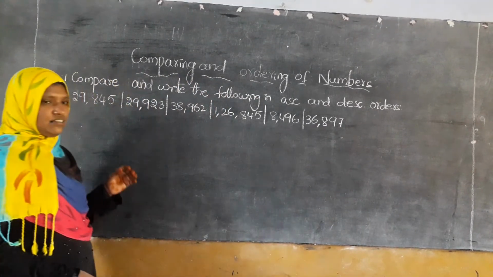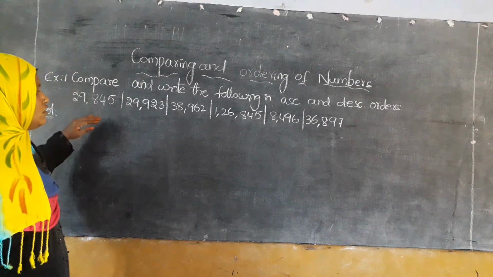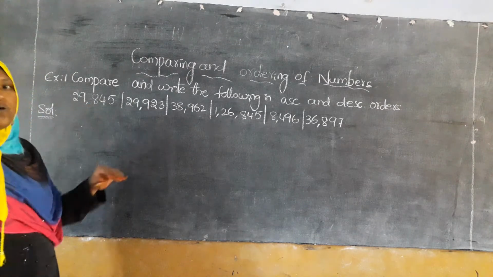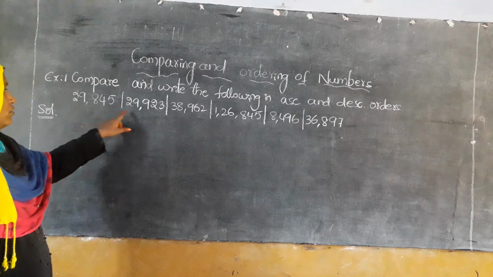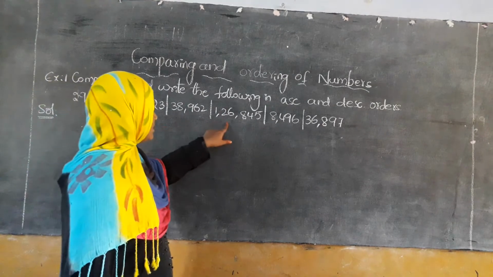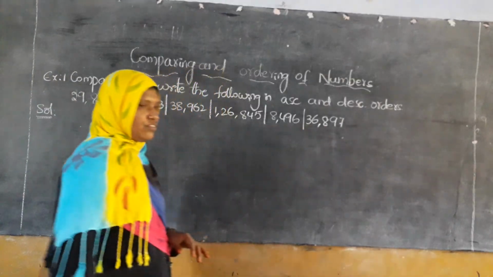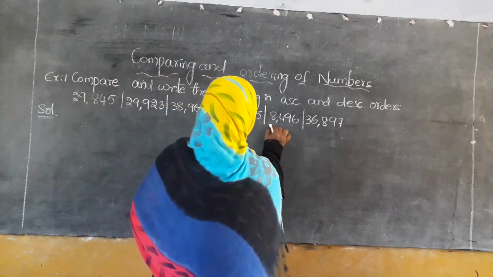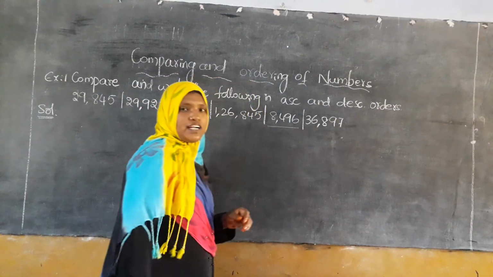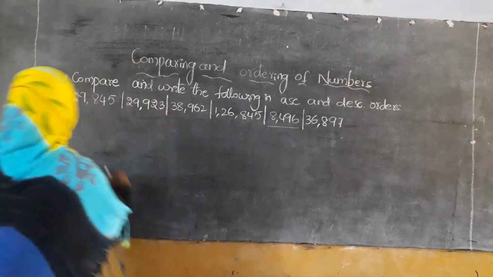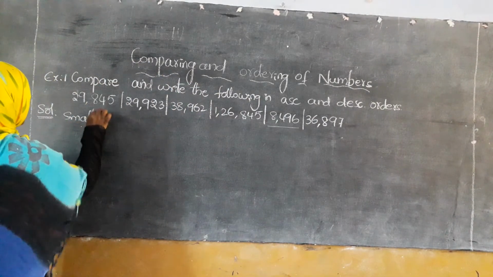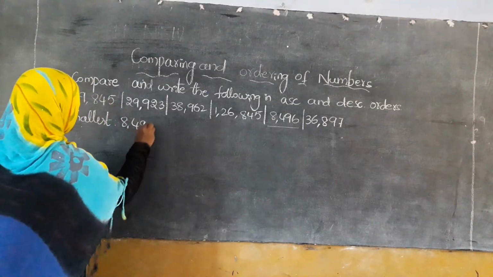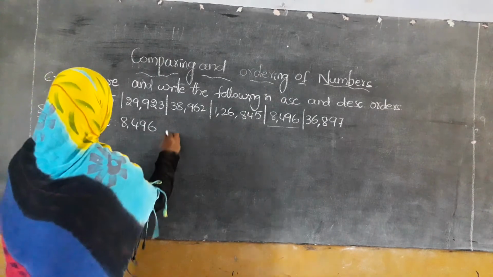So before finding which is greater and which is smaller, just go through the question once. That means which number consists of how many digits. So these consist of 5, 5, 5, 6, 4, 5. So which is the smallest one? Here only one consists of 4 digits, 8,496. It is the smallest. So the smallest is 8,496.